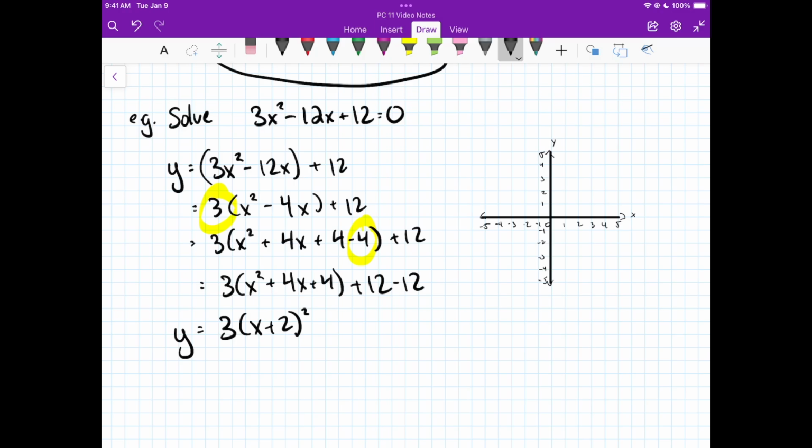All right, so looking at this, our vertex, our p-value is 2. There is no q, right? The 12 is canceled out, so q is just 0. So our vertex then is going to be at 2, 0.